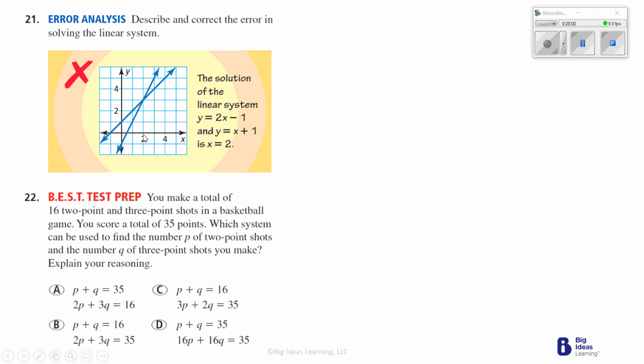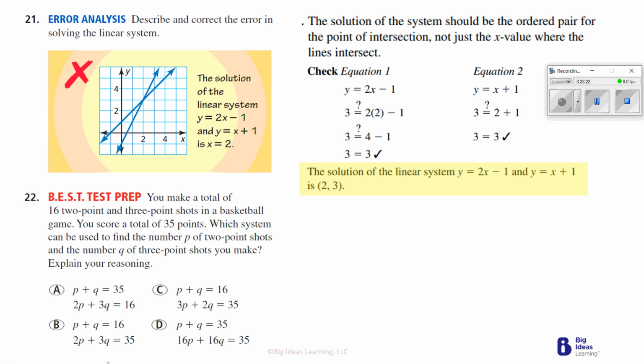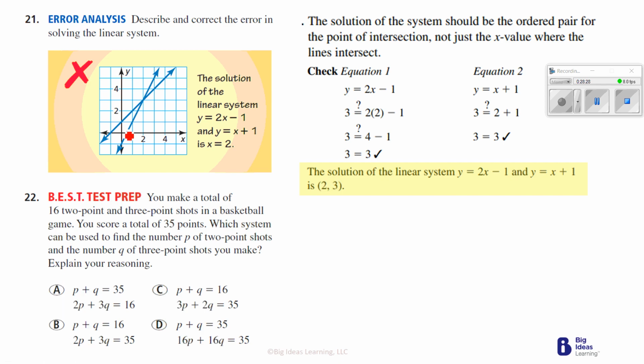But that's not true. X does equal 2, right? But it should be x equals 2 and y equals 3. So over here, see, it should be 2 and 3, right? And if you go and check that, you'll see that it's correct. Remember, it's where the 2 points are on the coordinate. So for this one, it would be right here, where x is 2 and y is 3. All right, 22 is for you to do.